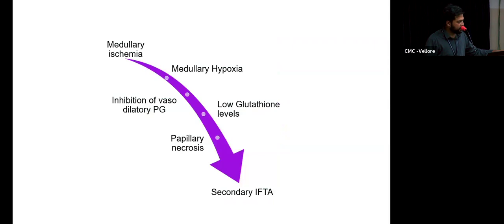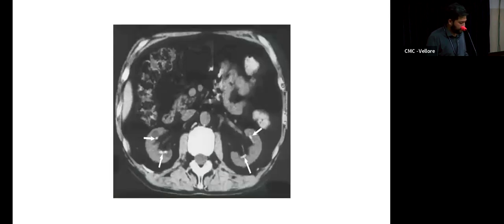So here the pathology is medullary ischemia, which subsequently causes hypoxia. There's inhibition of vasodilatory prostaglandins, and the antioxidant levels in the interstitium are also low, the low glutathione levels, which all cause papillary necrosis. So that causes secondary IFTA. This is just a non-contrast CT showing papillary necrosis at the tip of the papillae. So differentials would be analgesic, diabetic, and so on.